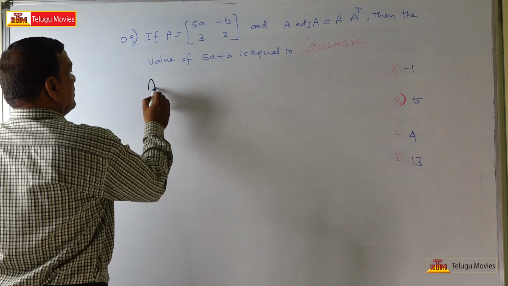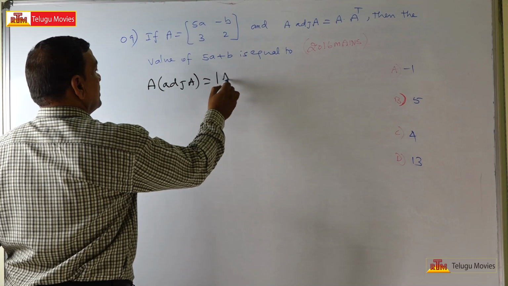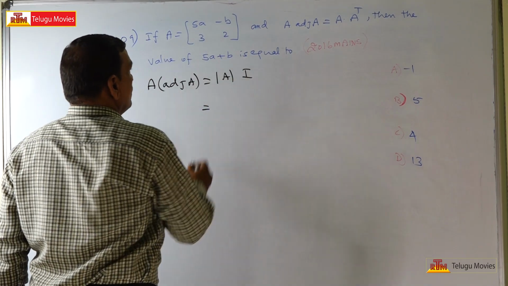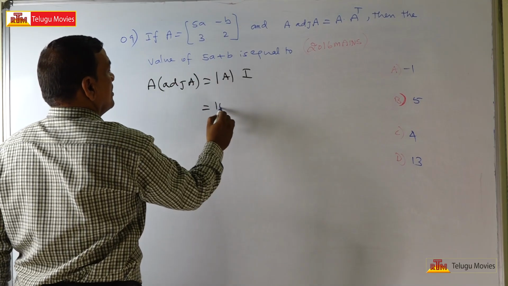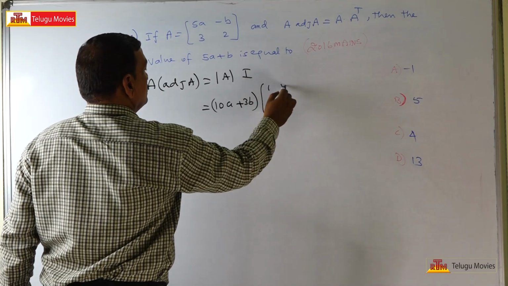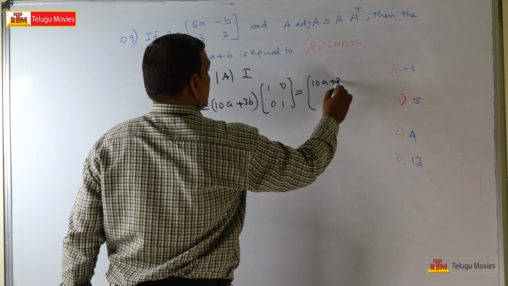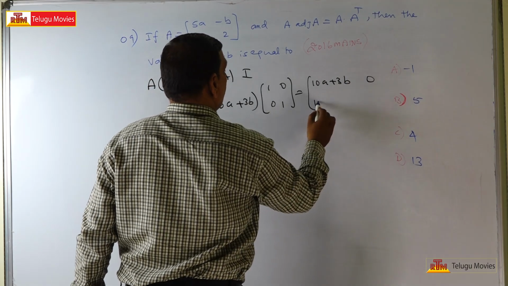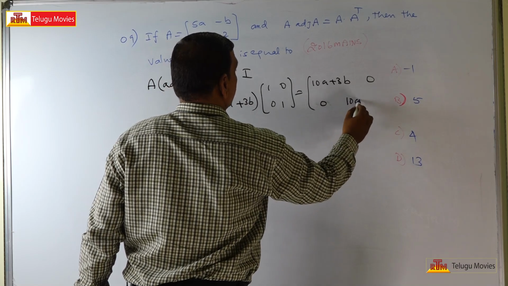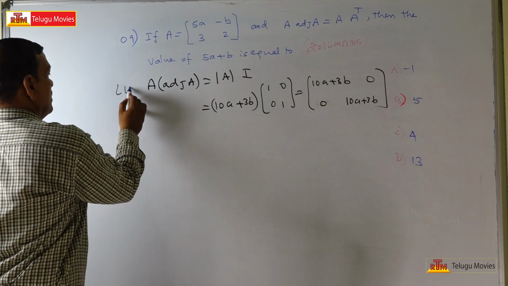Here it is given A times adjoint of A. We have one property: this is det A times I. Of course, I is a 2 by 2 matrix. What is the determinant of A? So, this is equal to (10A plus 3B) times [1 0; 0 1]. So, this is equal to [10A plus 3B, 0; 0, 10A plus 3B]. So, this is equal to the LHS.